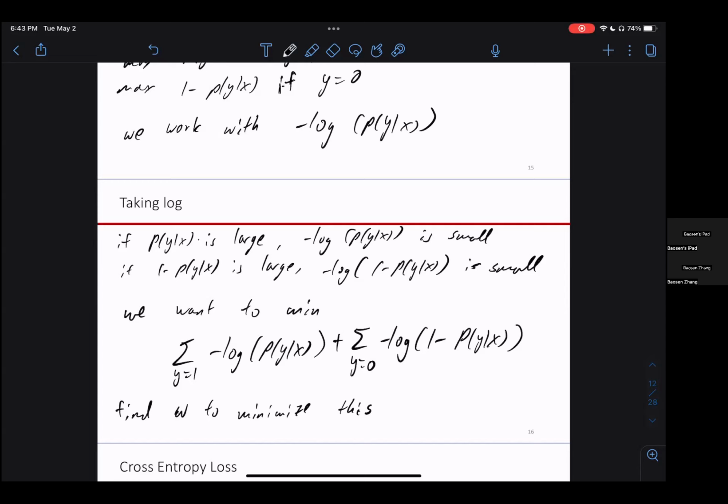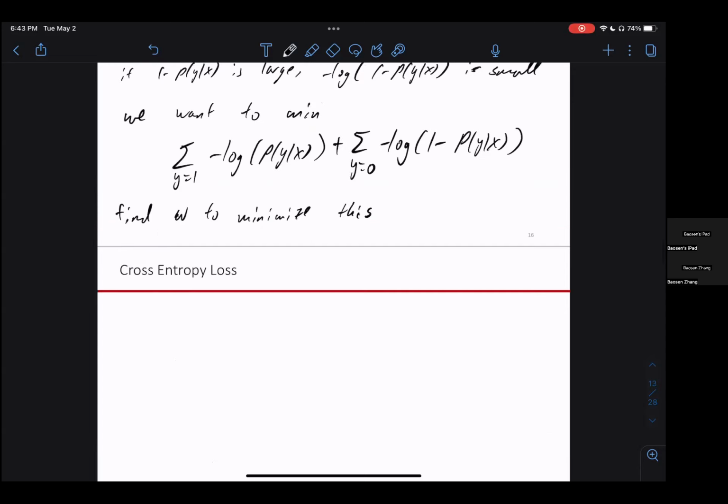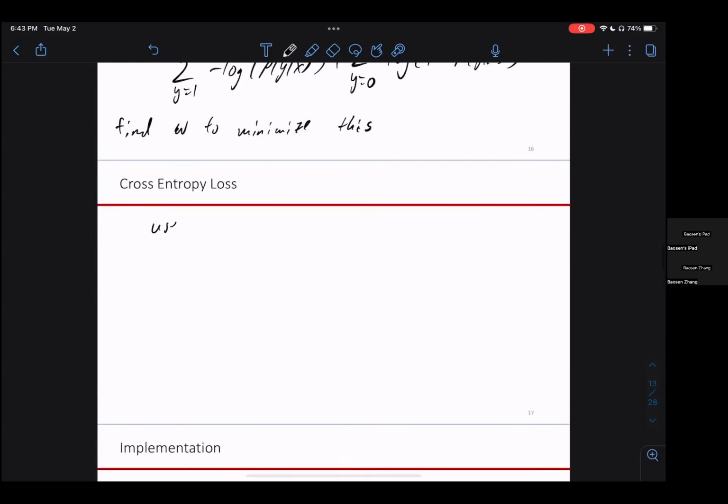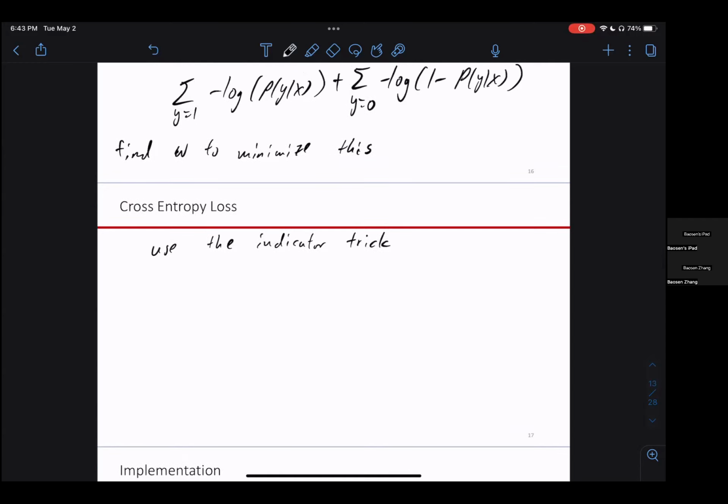This is a trick that people do. The trick is the following: we're going to use the indicator trick. This is an extremely fancy name for the following fact. Now you can sum over all points, you can sum over everything. So what do you do when you sum over everything?